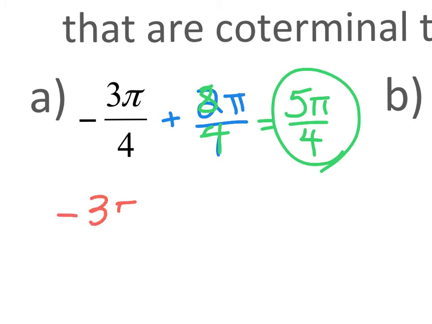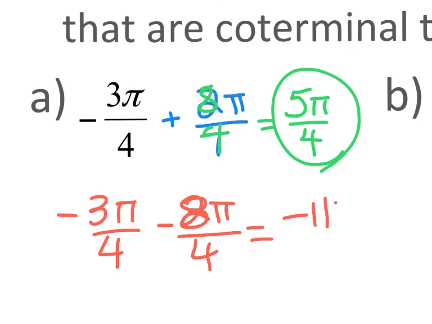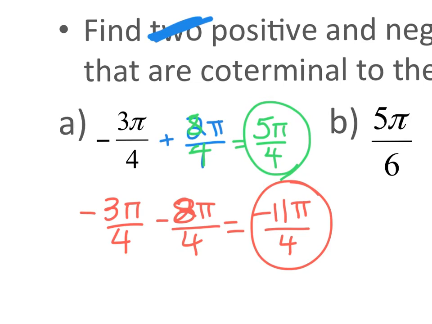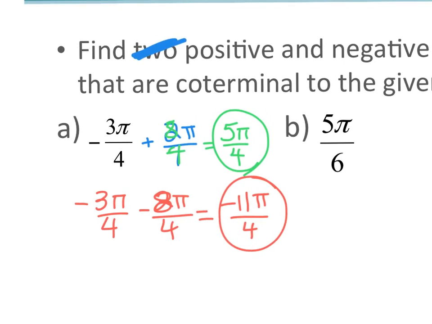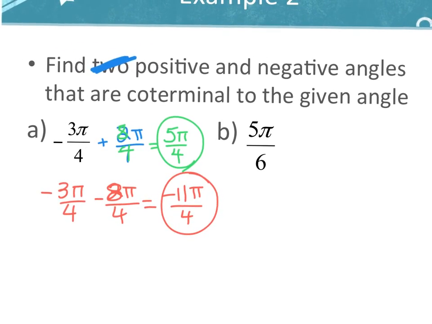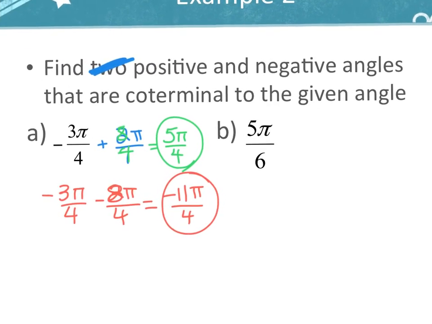Then negative 3 pi over 4. To find a negative coterminal angle, I'm going to do minus 2 pi, and we just said that that is 8 pi over 4. And I get negative 11 pi over 4. There's 1 positive and 1 negative. If it wanted 2, I would just add the 2 pi again and subtract the 2 pi again. So you're always going to have 2 answers if it asks for 1 positive, 1 negative. If it just said 1 positive, you only need that 1.